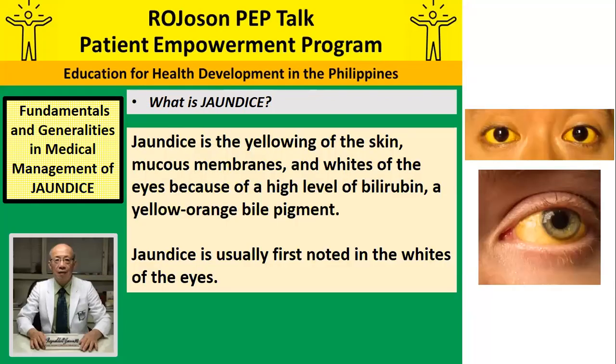Jaundice is the yellowing of the skin and the mucous membranes. When you say mucous membranes, these are the ones lining your mouth, the pink part, and the whites of the eyes. So there's yellowing of these three parts because of a high level of a substance called bilirubin, which is a yellow-orange bile pigment. That's why it gives a yellow color. Among the three parts, jaundice is usually first noted in the whites of the eyes. Later on, you can also have yellowing of the skin and of the mucous membranes. So the easiest to spot will be the one in the eye.